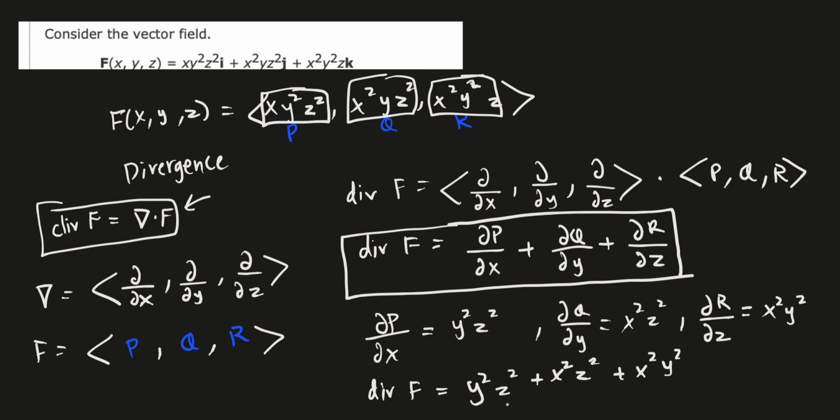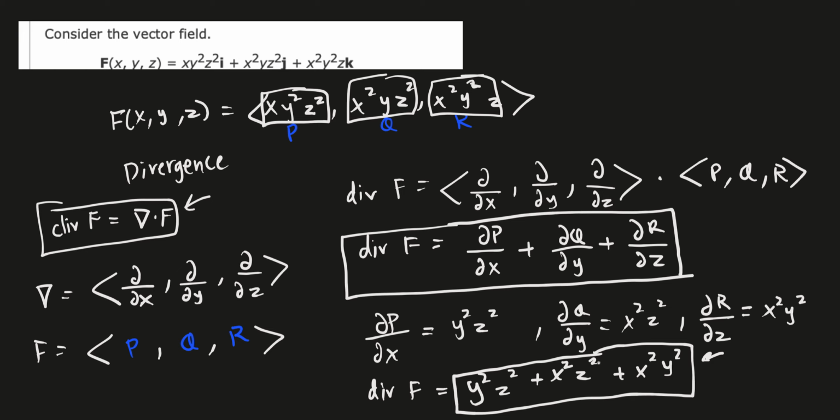Does the order matter? No. You can switch up the order, it's fine. This is the divergence, and this is just a formula for this specific vector field. You can plug in different points to get the divergence at that point on this vector field. For example, a point would be 0, 0, 0. There are so many different points you can choose from based on your problem.